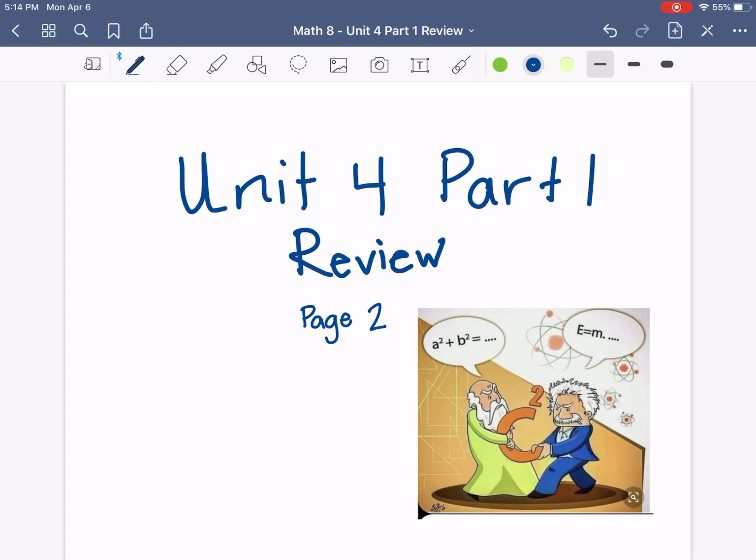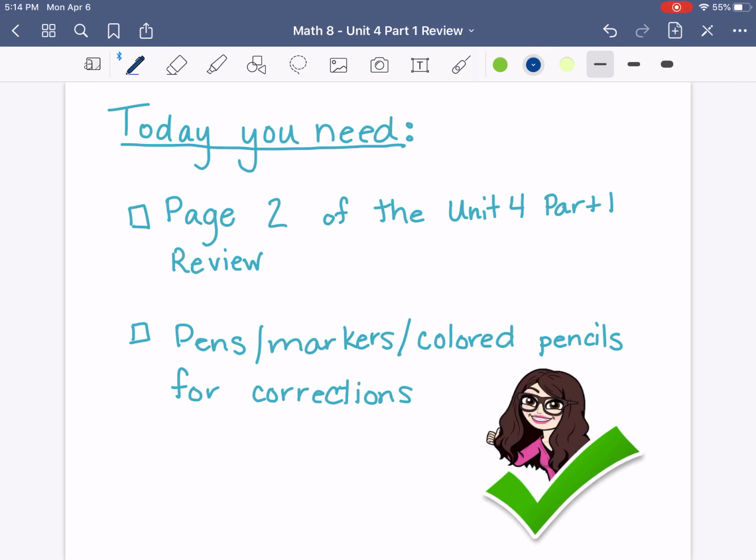So today we are still looking at the Unit 4 Part 1 review, only today we are looking at page 2. So today you need page 2 of the Unit 4 Part 1 review, and then pens, markers, colored pencils, whatever you want for corrections. So if you don't have those materials with you right now, will you please pause the video, go fetch all of those items and maybe a glass of water, and then press play again on your video.